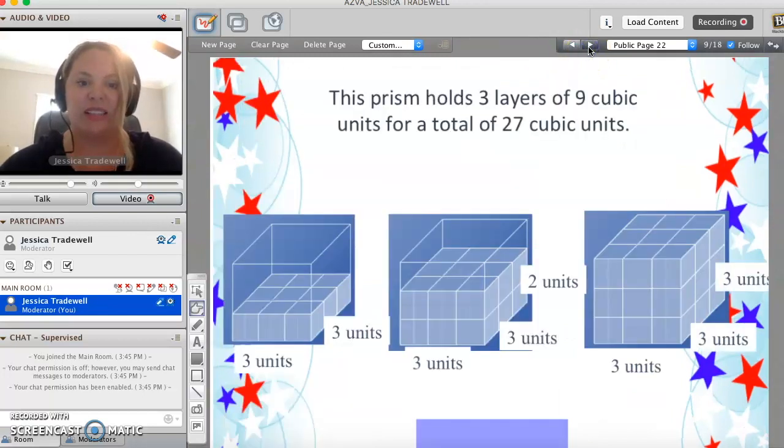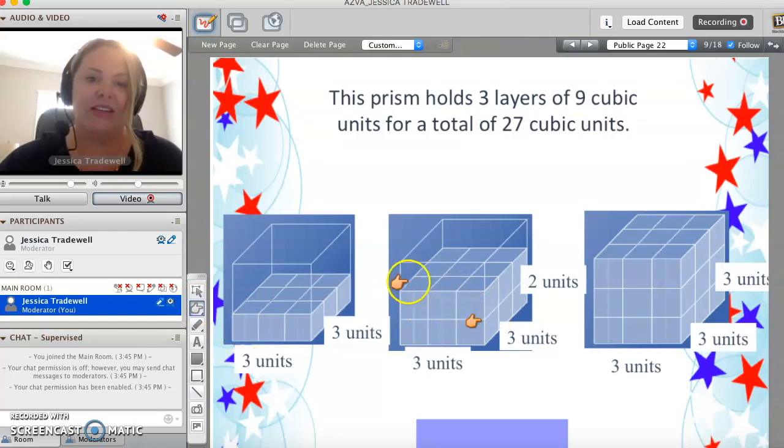So here is a little bit better image for you than just me drawing that line. Here we have our 9. 18, you can see that there's still an area for us to put 1 more layer down. And then 27. 27 cubic units.